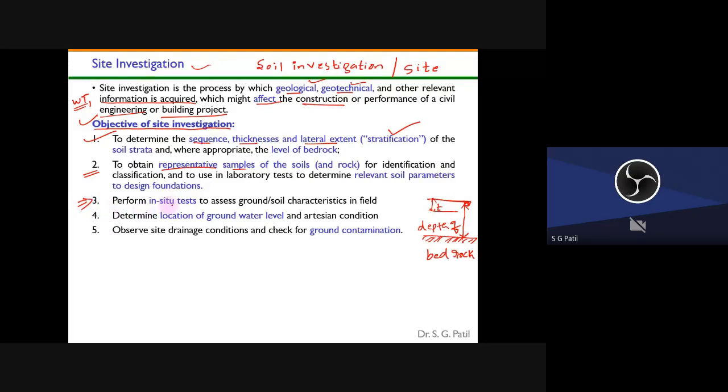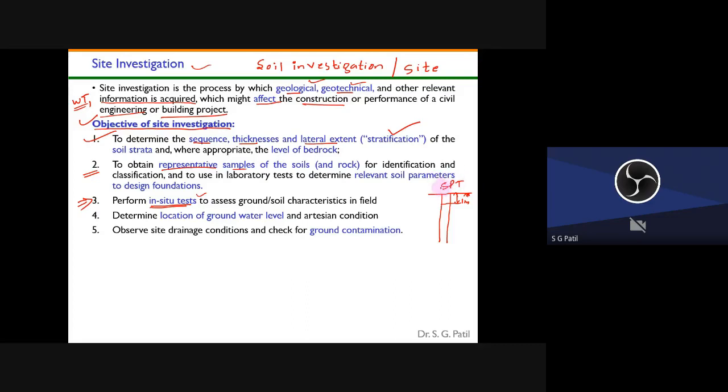And what is the third objective? The third objective is to perform some in situ tests. Not only do we rely on laboratory tests, we also have to perform some in situ tests. In situ test means in the field itself. Suppose this is your ground, and you have drilled a borehole here like this, up to 1 meter depth, and then you do some in situ test. An in situ test may be a standard penetration test, which is very widely used in the field.